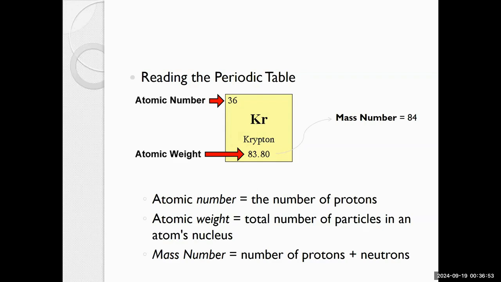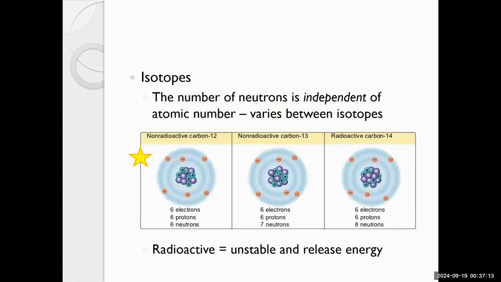So looking at the atomic weight, we can see that it's close to the mass number, but it's not exact. How could something be 0.8 of a proton or neutron? Well, again, the atomic weight is an average of the different forms that exist, and these different forms are called isotopes.